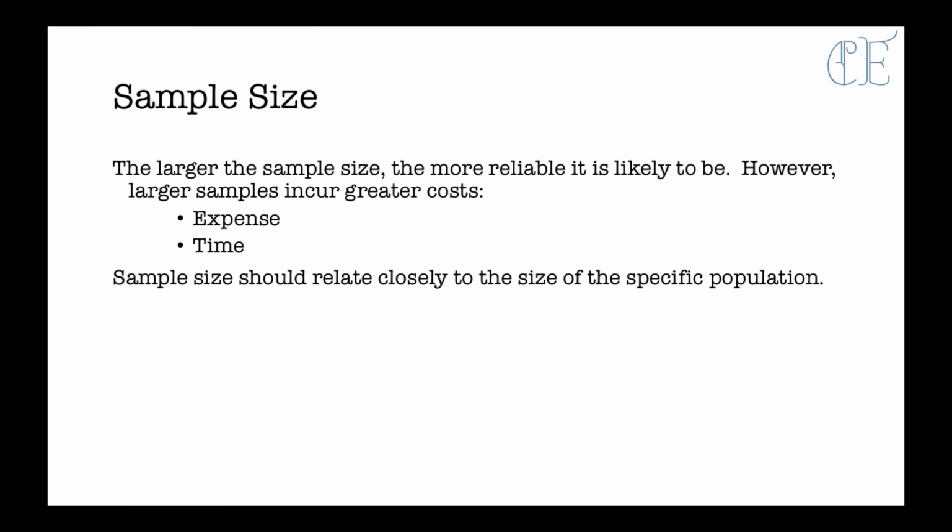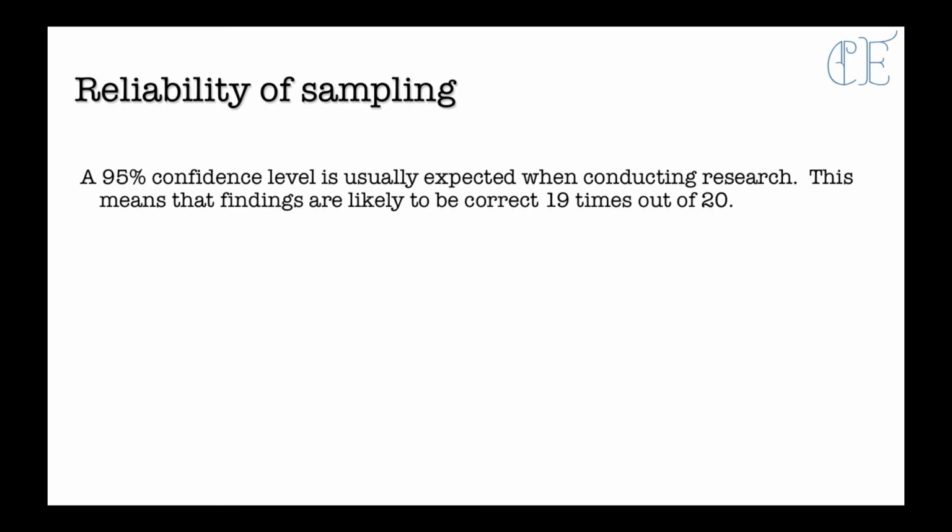So if you've got 10,000 people, and you don't want to interview 10,000 people, obviously, you must choose a certain amount of people within ratio to that amount, which I will explain in stratified sampling in the video. So please go and watch it. Don't forget. Okay, so reliability of sampling then. Now, when you're doing a research study for a business or things like that, a 95% confidence level is usually expected when conducting research, which means it has to be very accurate. So it means that findings are likely to be correct 19 times out of 20. So that's really good to know in terms of British surveys.